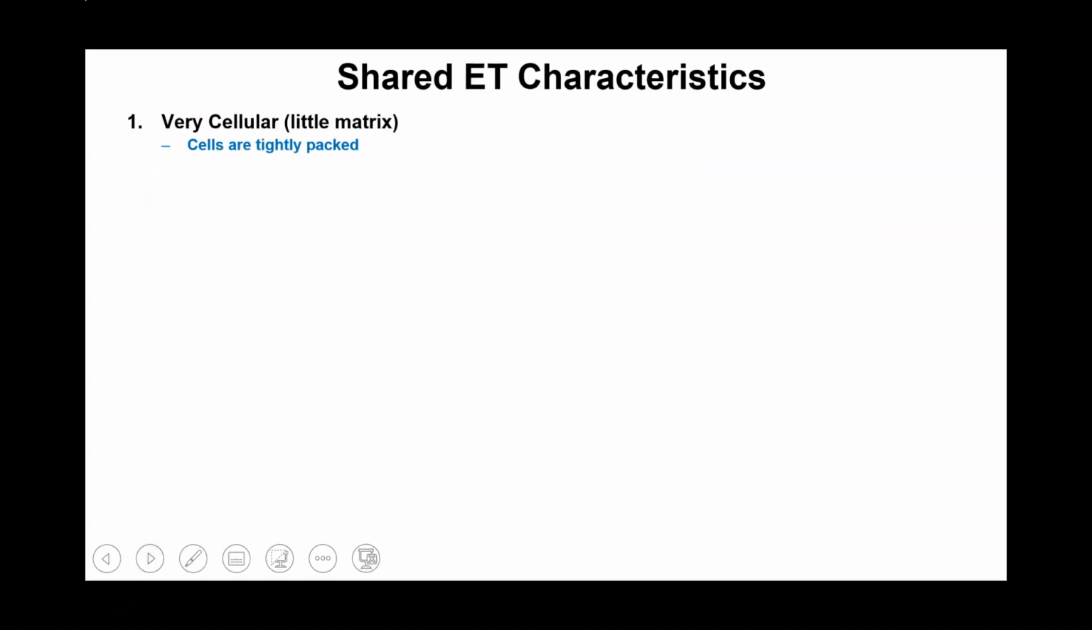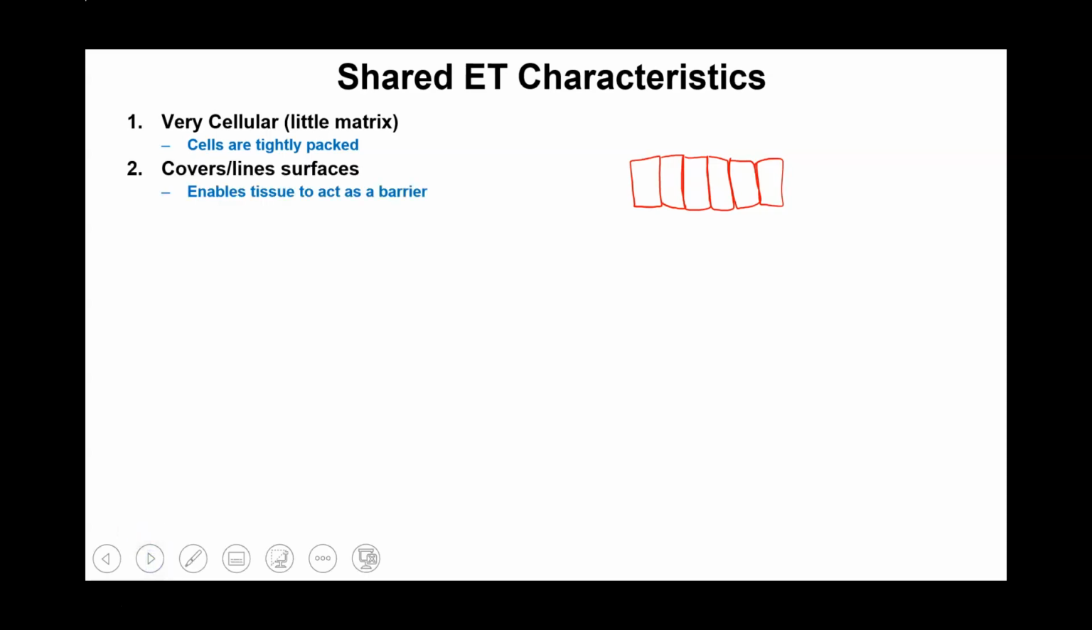So let's talk about some characteristics of epithelial tissues. One characteristic of epithelial tissues is that they are very cellular. What I mean by that is epithelial tissue does not have much matrix. So I'm drawing some rectangles on the side of the screen, and each of these rectangles represents an epithelial cell. And you'll notice one is pressed right up against the other. There is almost no space between them. Epithelial cells are tightly packed together.